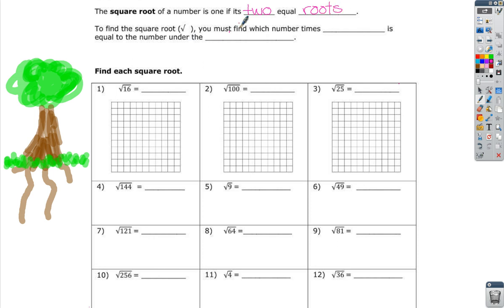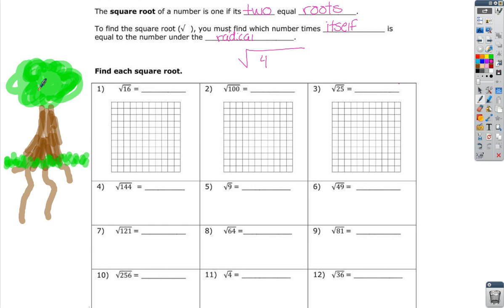So what times what is going to give us that number under our radical? So to find the square root, so here's our radical, or root, you must find which number times itself is equal to the number under the radical. So this thing right here is our radical. Whatever number is under it, so let's say 4 is under our radical, we need to figure out what times itself will get us to 4.